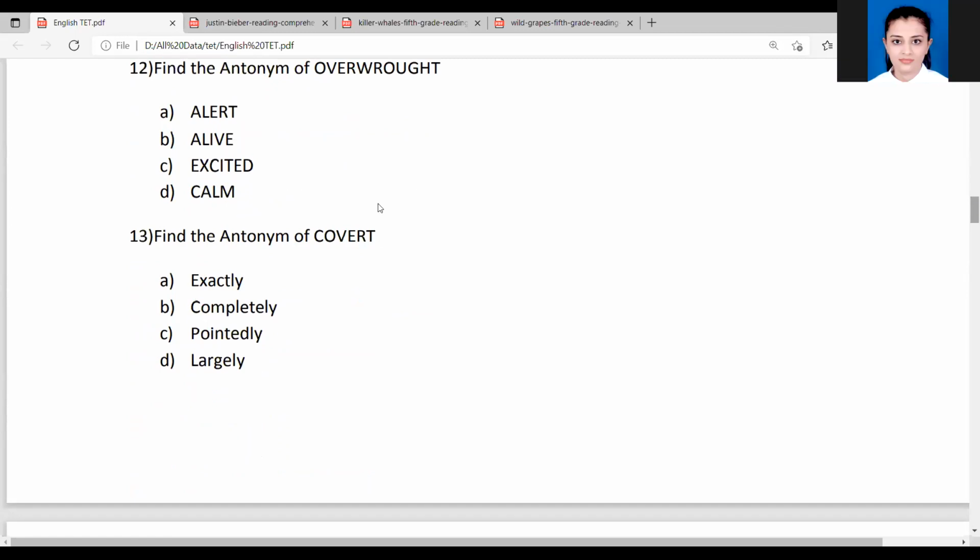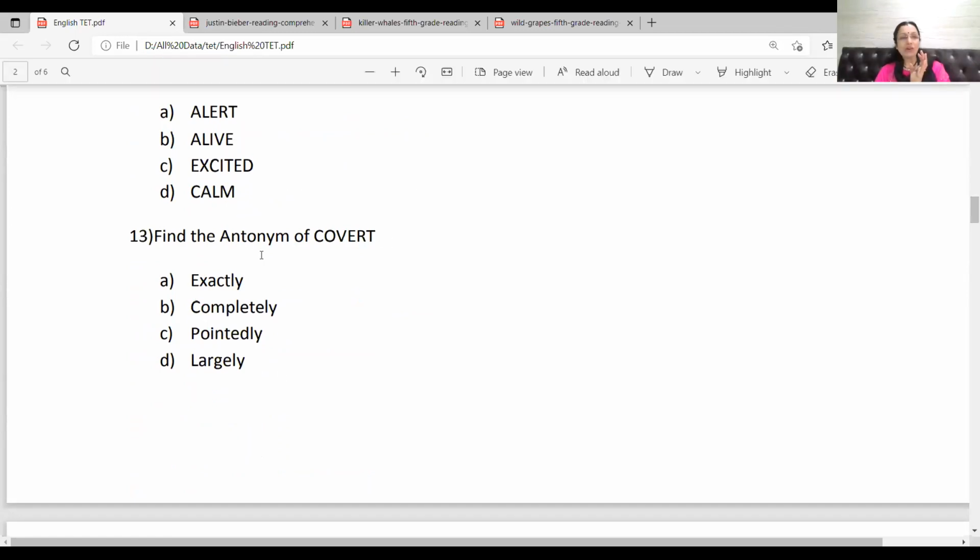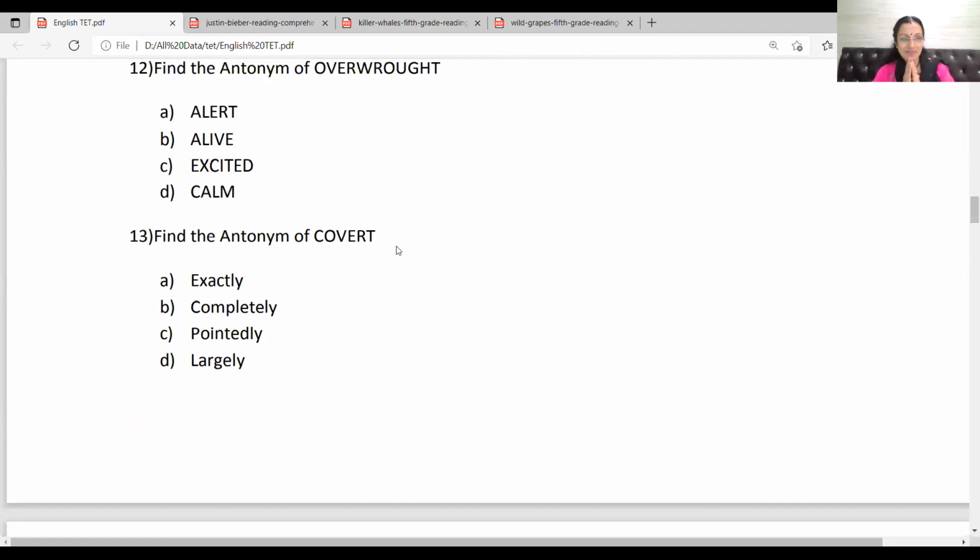Actually, they should have said it as covertly, because these are all, if you see, adverbs. Okay. Antonym of covertly. Hidingly. No, covertly means hidingly. So covertly would be hiding. Largely or pointedly. Completely. Pointedly. Why? Covert is hidingly you're doing, no?